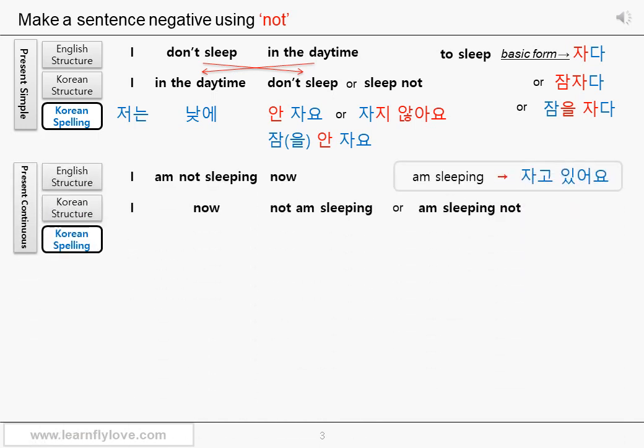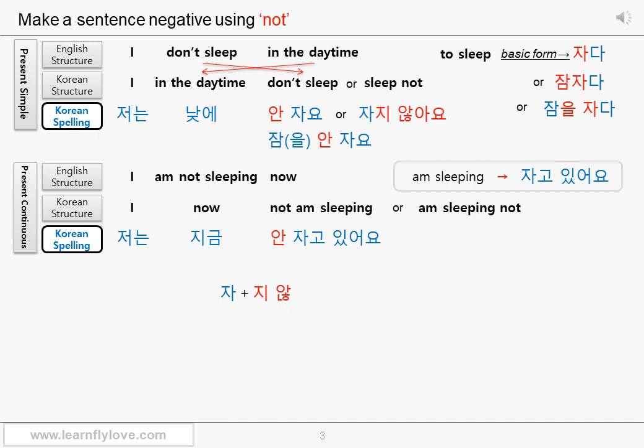Let's see the next example in the present continuous tense. I am not sleeping now. The word order is going to be more like I, now, not am sleeping or am sleeping not. I, 저는, now, 지금. You cannot add a time particle 에 here because 지금 can be an adverb too. Not sleeping, 안 자고 있어요. You just add a continuous compound expression 고 있어요 at the end. 저는 지금 안 자고 있어요. Sleeping not.